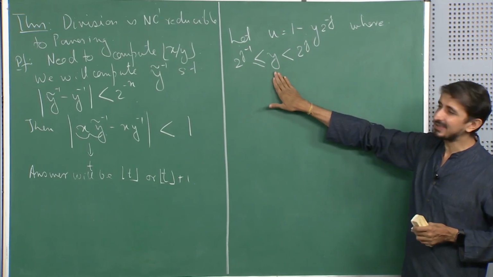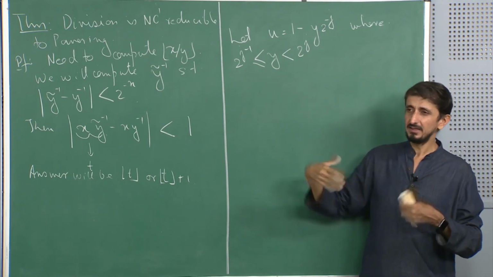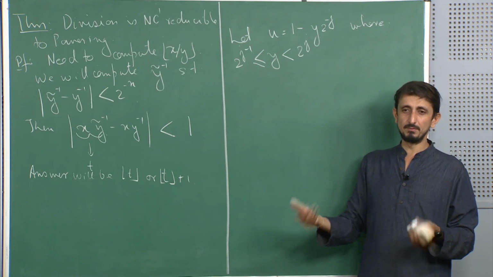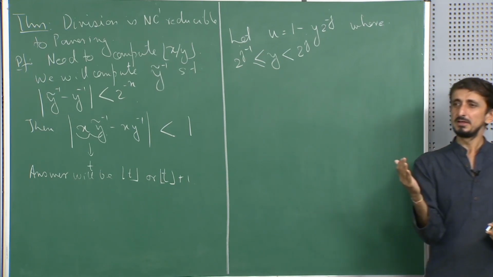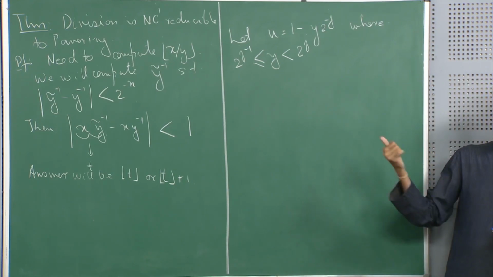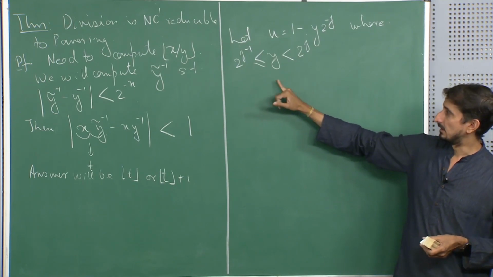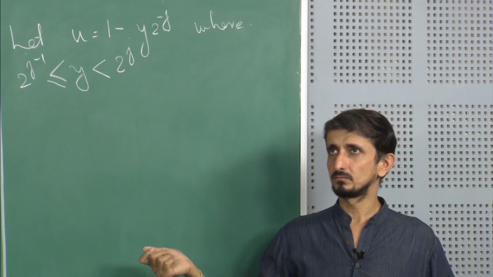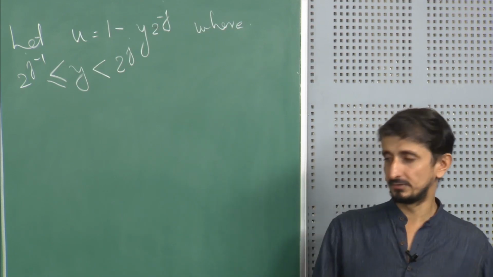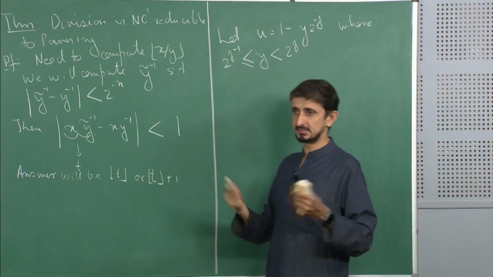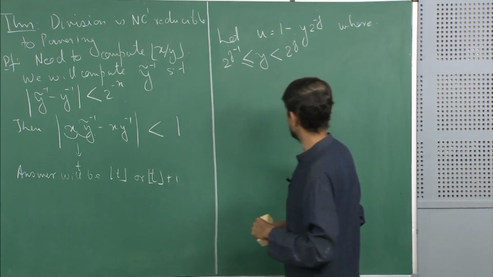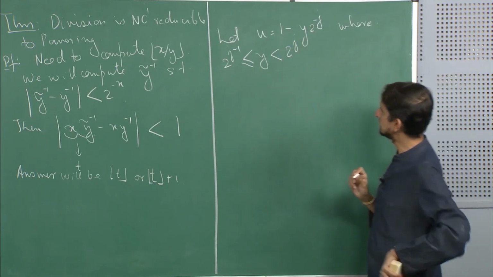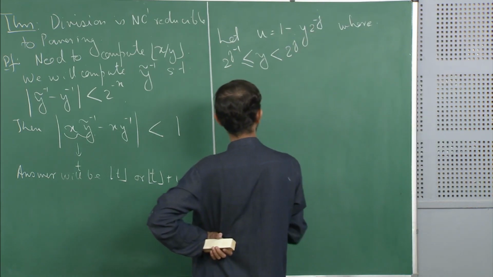And again I can get this value of j using an NC1 circuit, because I just have to keep on dividing y by 2 repeatedly. Basically I just have to check what is the position of the first one in the string y. Essentially that is what it is. So, I compute this value j, and let us say I set u equal to this.